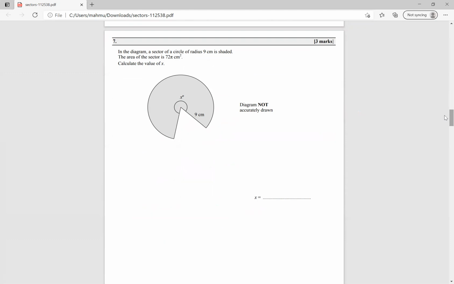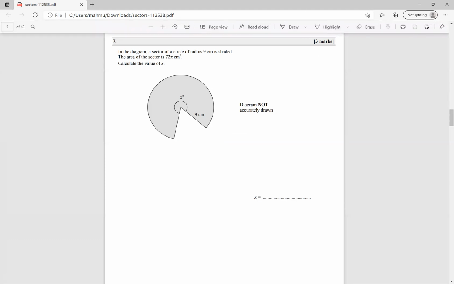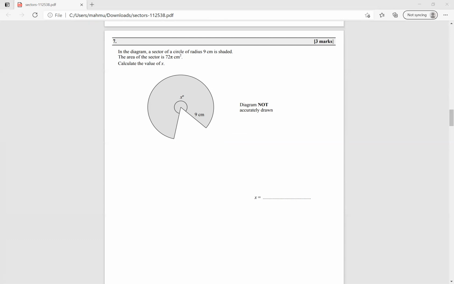So I've got to get the arc, right? So in the diagram, a sector of the circle of radius 9 is shaded. The area of the sector is 72 pi. Calculate the x. So they're saying the whole area of the shaded area is 72 pi. How will you calculate the x? So you need to use the formula. So first, the area is x over 360 times 2 pi r. So use this formula. And then you know the area is 72, so you could easily work it out. Rearrange everything. So you try doing it. You try writing whatever you have to, then I'll have a look at it.